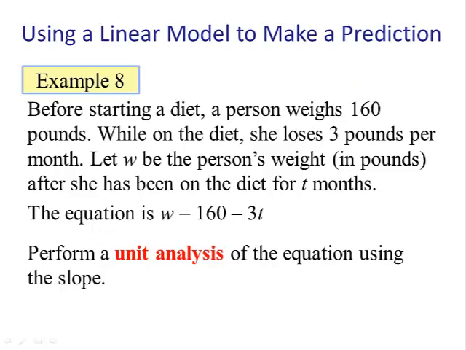Example 8. Before starting a diet, a person weighs 160 pounds. While on the diet, she loses 3 pounds per month. Let W be the person's weight, measured in pounds, after she's been on the diet for T months. The equation is W equals 160 minus 3T. Perform a unit analysis of the equation using the slope.